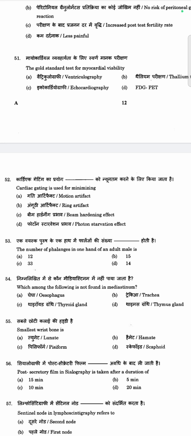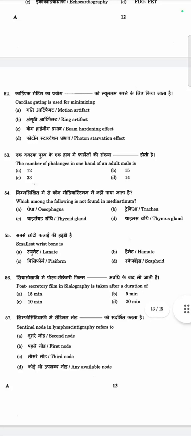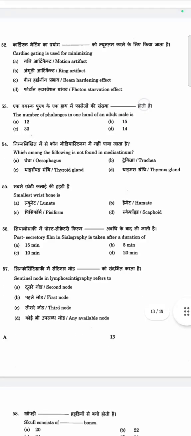So the correct answer will be D. Cardiac gating is used to minimize motion and beam hardening effect. So cardiac gating is for the beam hardening effect. The normal number of phalanges in the hand is 14.